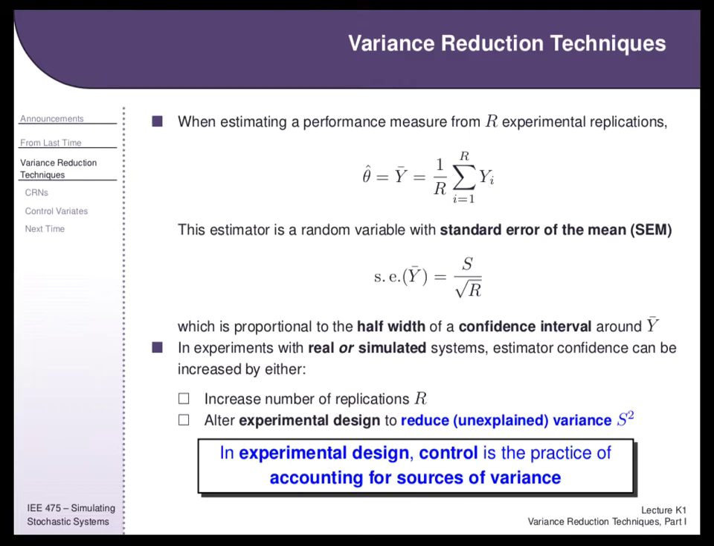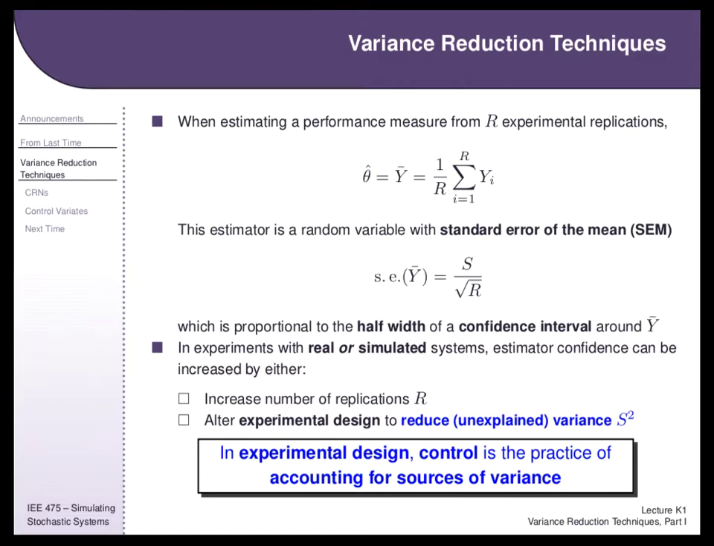I look at the standard error and I know that I can increase my number of replications, and that will bring my confidence intervals down. But that's pretty costly to do. Is there some other way that I can deal with the numerator? So somehow reduce the amount of variance that is in my estimator. In experimental design, this is what we call control.